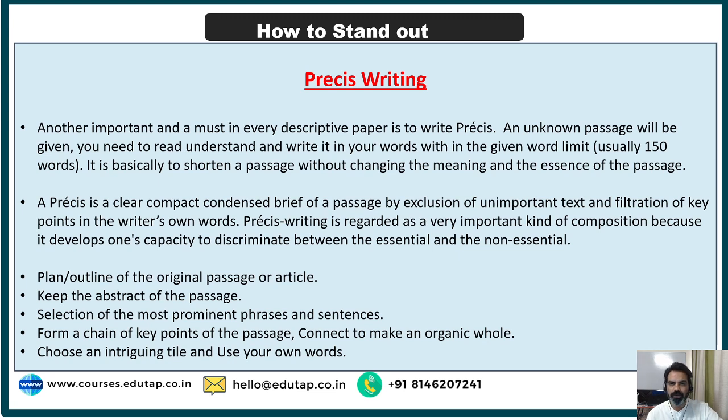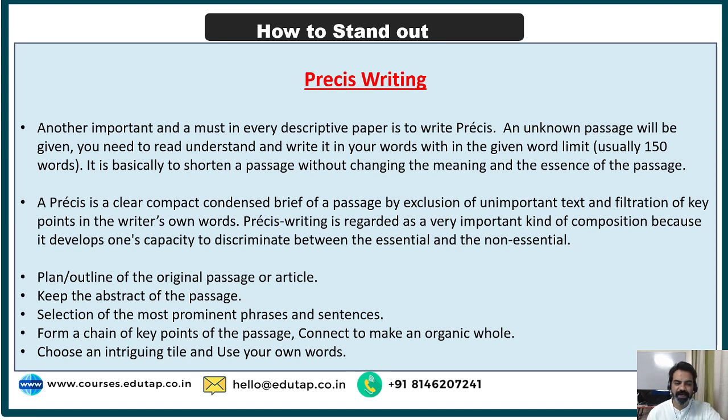Now, how to go about drafting a Precis, guys? First, plan or outline the original passage or article. Say there are 8 paragraphs, and I have to write 10 or 12 sentences to finish my Precis in 150 words. So for 8 paragraphs, 12 sentences, that means somewhere around 1 or 2 points from every paragraph. So this is planning or outlining the passage.